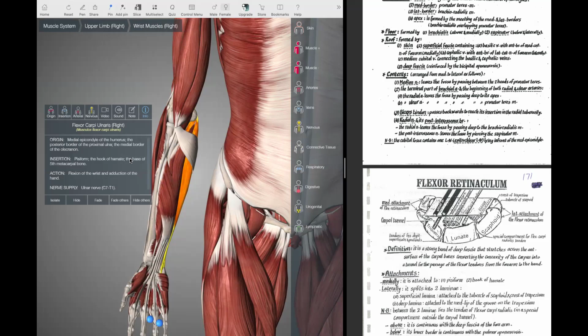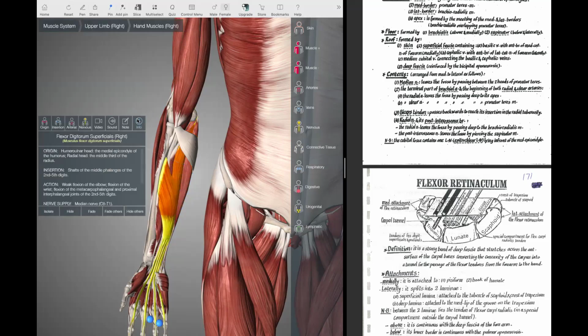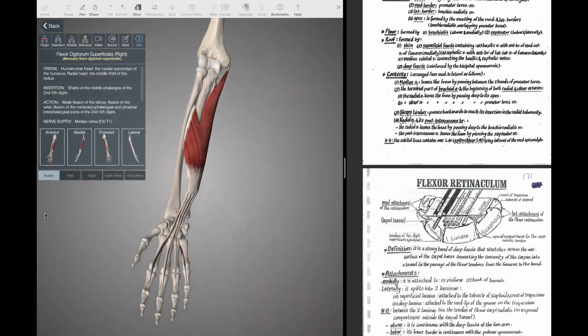Okay, move on. Now, the turn of this muscle. In the intermediate layer, you have flexor digitorum superficialis. Flexor flexes. Digitorum, fingers, digits. Superficialis, the superficial one. The superficial flexor of the fingers. That's basically the meaning of the name.